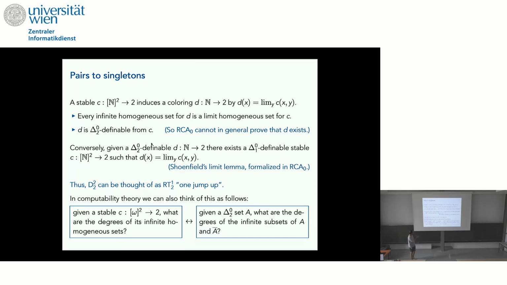On the one hand, we have this problem. Given a stable C, let's say computable, or it doesn't matter, what are the degrees of the infinite homogeneous sets of that stable coloring? That's one question. Here's another one. Given a delta 2 set A, what are the degrees of the infinite subsets of A and its complement? If you think of this coloring as being a delta 2 coloring, you can think of the places where it's 0 as defining A, and the places where it's 1 as defining the complement of A. It's the characteristic function of a delta 2 set. Okay, so these are the same question.